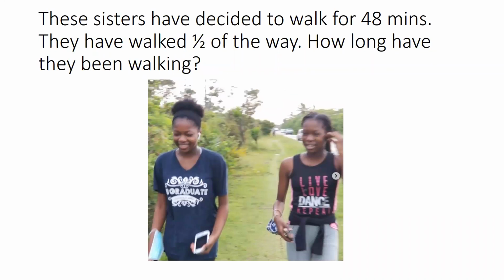These sisters have decided to walk for 48 minutes. They have walked half of the way. How long have they been walking? I'll read the question one more time. These sisters have decided to walk for 48 minutes. They have walked half of the way. How long have they been walking? If you figured out 24 minutes, because half of 48 is 24, you are correct.